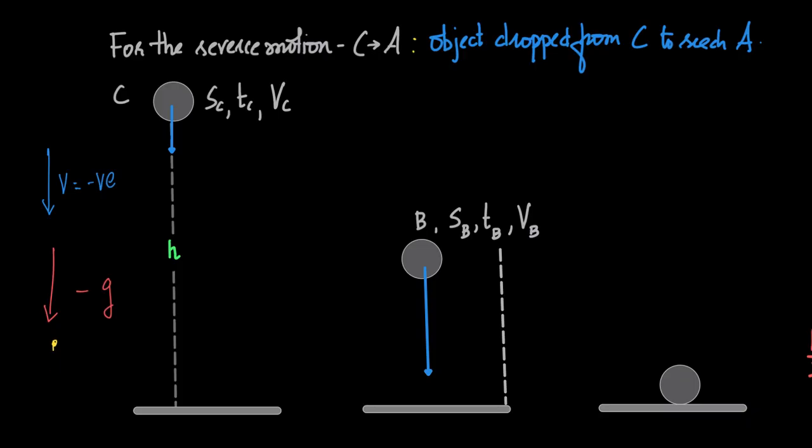Yes, of course it is. From the initial position to the final position, which again is acting downwards, would be negative. So S is negative, V is negative, G as well. Okay. Now to understand this is very important.